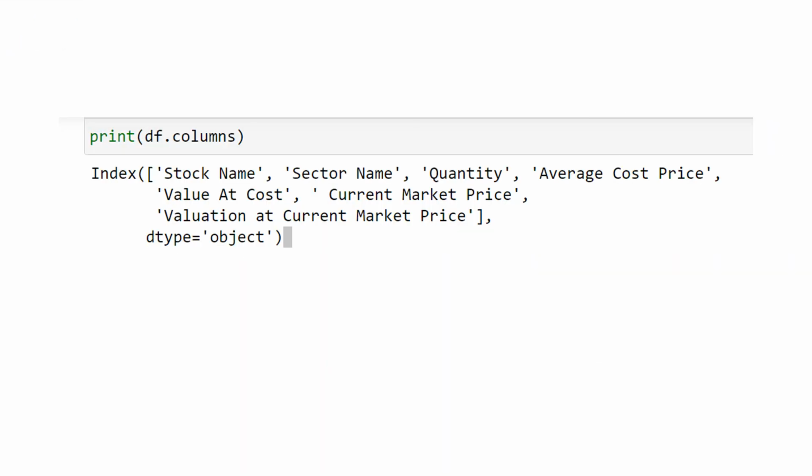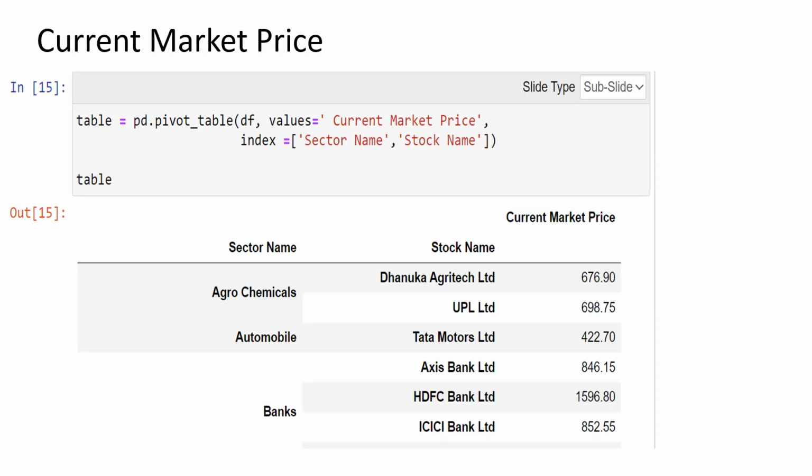If you want to see the column fields directly, you can write DataFrame.columns. In this case, it will show stock name, sector name, quantity, average cost price, value at cost, current market price, valuation at current market price. Now say we have to create a pivot table for current market price with respect to sector name and stock name. So I have written the index as sector name, then stock name. So sector name is the primary key, stock name is the secondary key, and the value field is current market price.